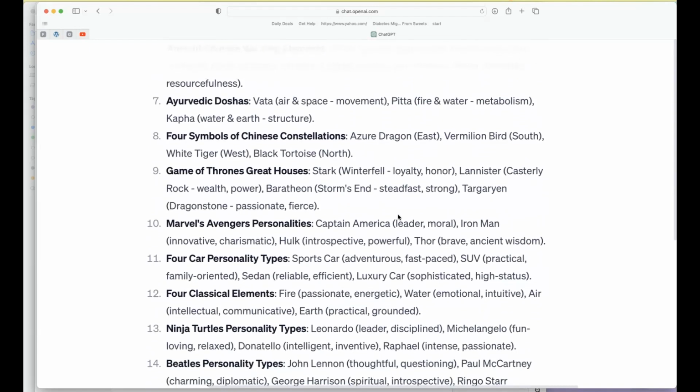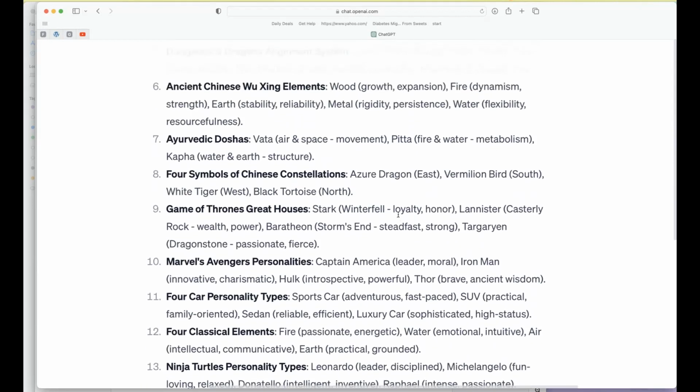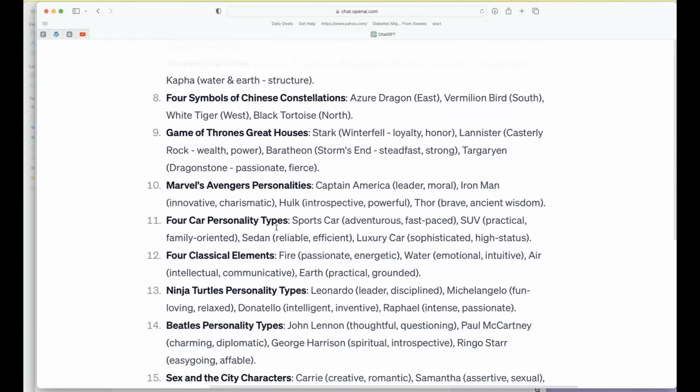The Game of Thrones great houses. Were any of you fans of Game of Thrones? I've never seen it. I started watching one episode and thought, this seems to be the kind of show where you shouldn't fall in love with anybody because they're likely to be killed. There are just too many people dying in the first episode. Anyway, but are you Stark, Lannister, Baratheon, Targaryen? I don't know, but wouldn't it be interesting to look at it?